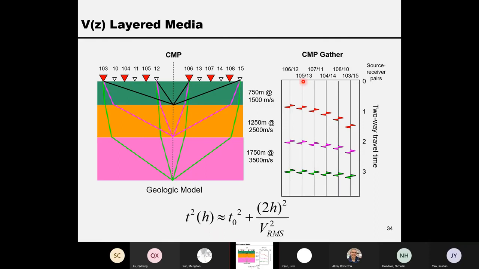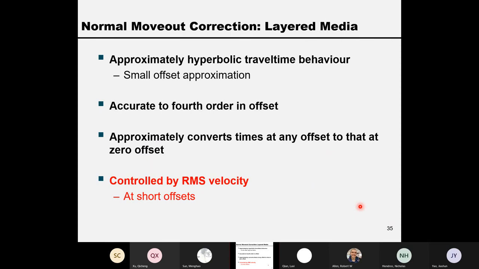And this curvature can be represented by this approximation here. You can see that this is a second order truncation. If we want to improve this result, we should have higher orders, fourth order, sixth order, and so on and so forth, right? So normal move-out correction and angle correction here for layered media.